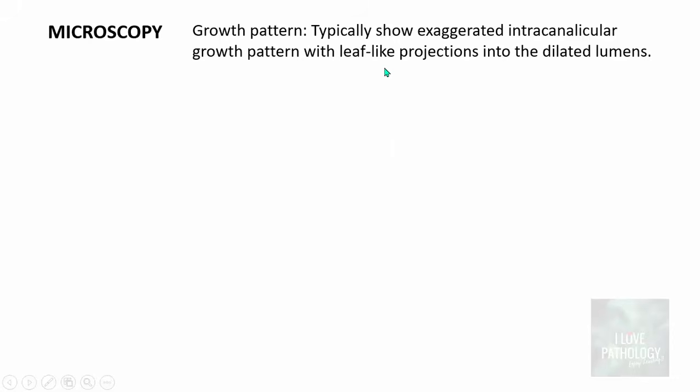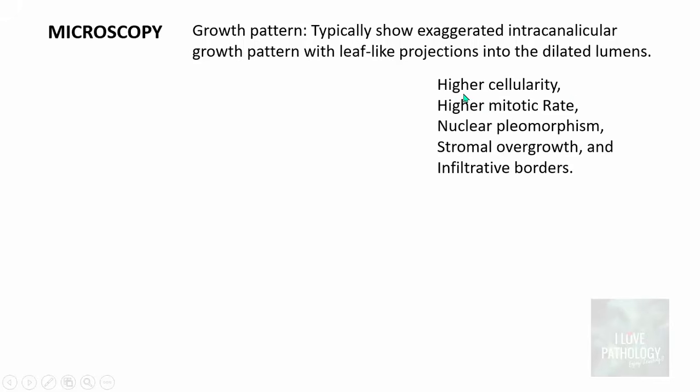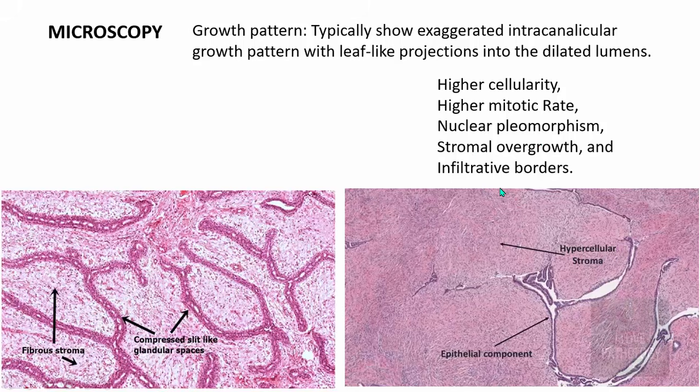Now, microscopically, the growth pattern typically shows an exaggerated intracanalicular growth pattern. So we learnt about the microscopy of fibroadenoma, right? That is an intracanalicular and pericanalicular pattern. Phyllodes tumor microscopy is an exaggerated intracanalicular growth pattern with leaf-like projections into the dilated lumens. Let us understand this. In contrast to fibroadenomas, these have higher cellularity of the stroma, higher mitotic rate, nuclear pleomorphism, stromal overgrowth, and infiltrative borders.